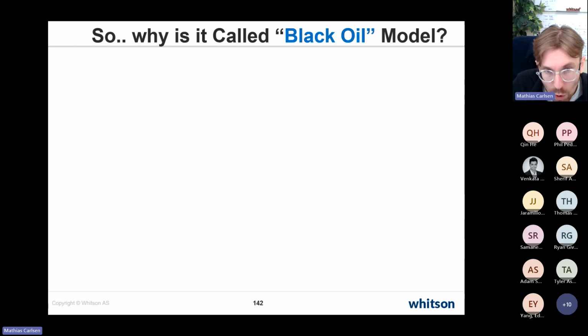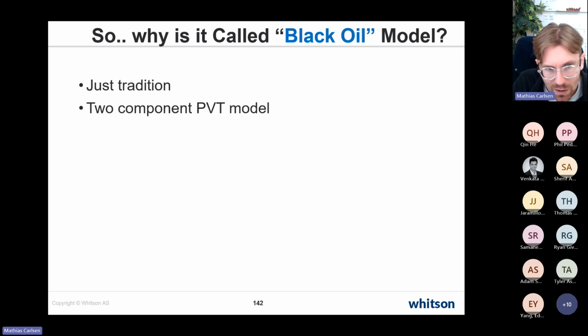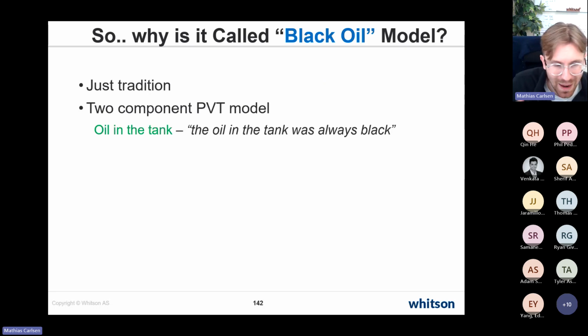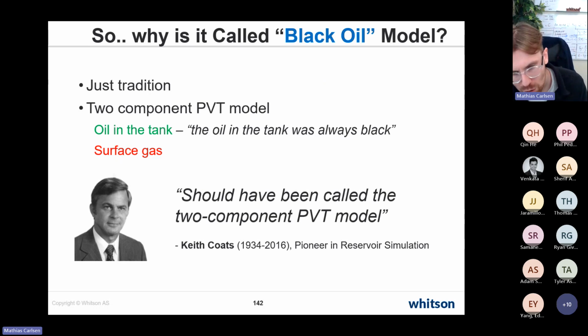So why do we call it a black oil model? Well, it's just a tradition. It comes from the fact that, when we introduced the model, it was a 2-component PVT model. But back in the days, there were no condensates and stuff like this. We hadn't gone that deep. So when it was introduced, it was just oil, and that oil in the tank was always black, and then the other component was surface gas. But thinking back at it, we should probably have called it the 2-component PVT model. But here we are. Everybody knows it as the black oil PVT model.